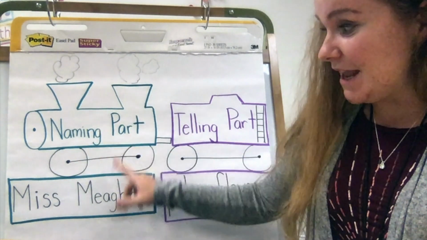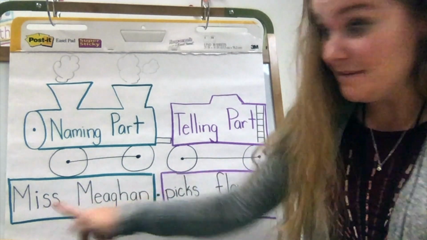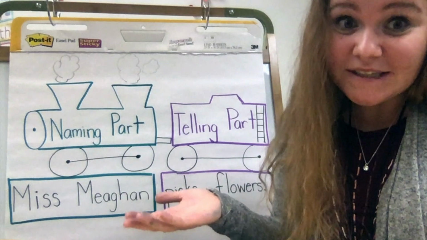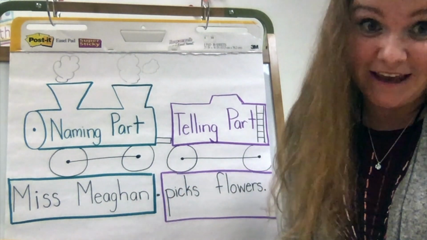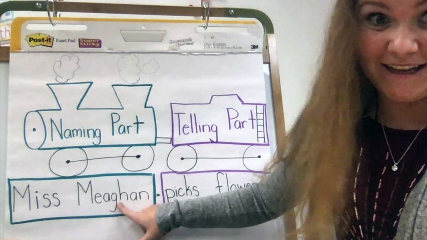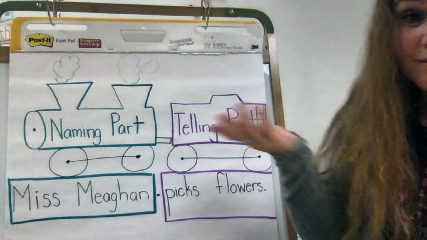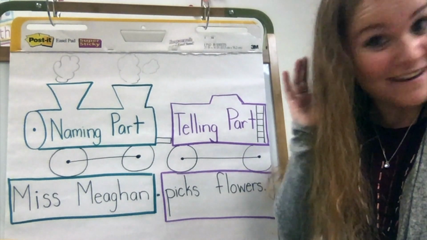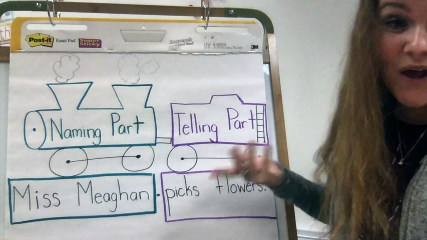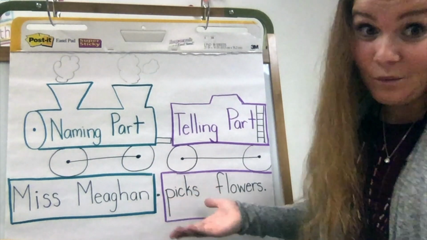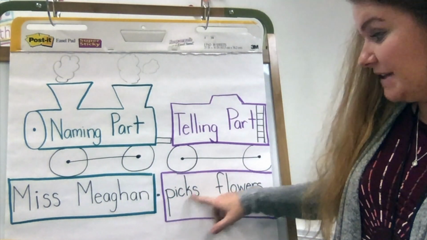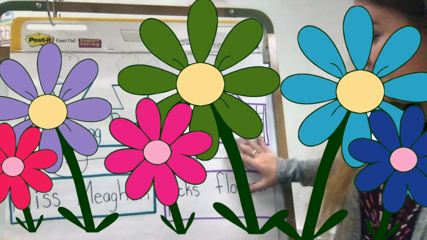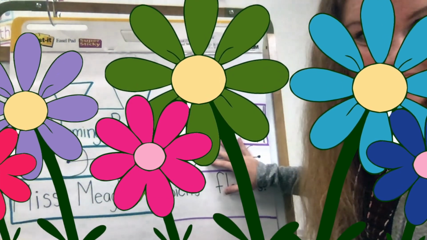So when I'm thinking about the naming part, for instance, in my sentence, it was me, Miss Megan. When I'm thinking about the naming part, it could be usually a person, or it might be an object or a thing, right? So Miss Megan, in this case, is my naming part. Then the second part of my sentence is the what? Great job, the telling part. What was Miss Megan doing? Well, let's read. Picks flowers. Miss Megan picks flowers. The telling part is that I was picking flowers.